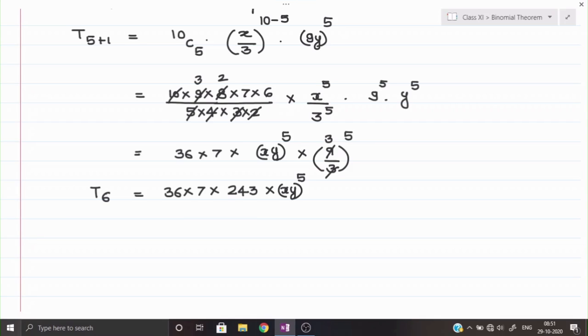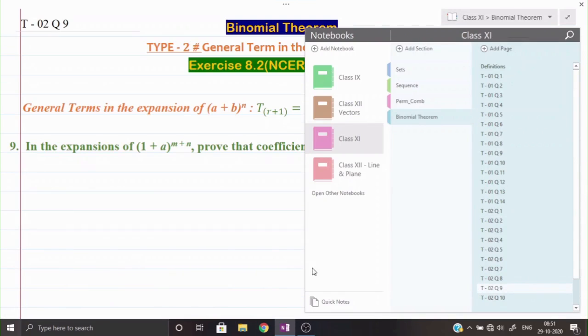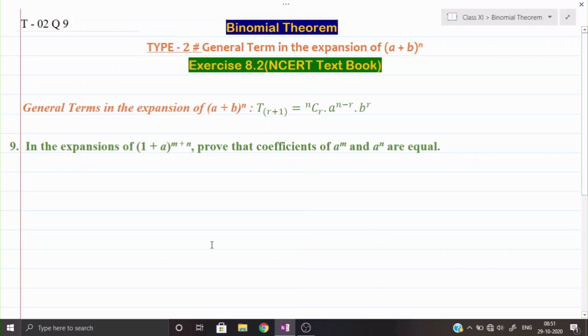So this way, for the odd number of terms and for the even number of terms, we can easily find out their middle terms. Now let us see the next question. We are going to see now question number 9. In the question number 9, see what they are saying.